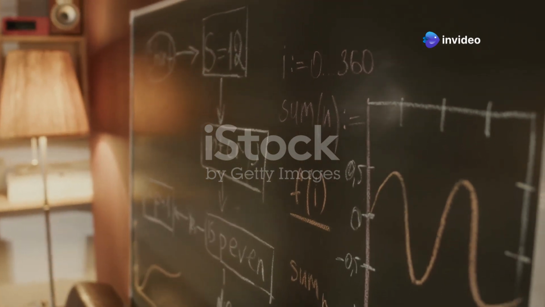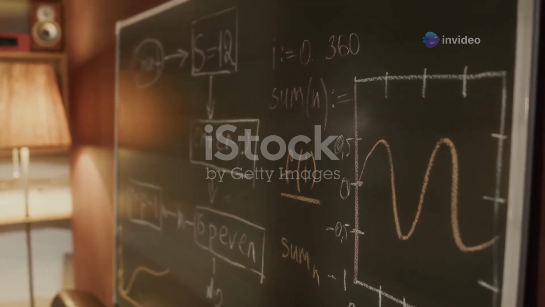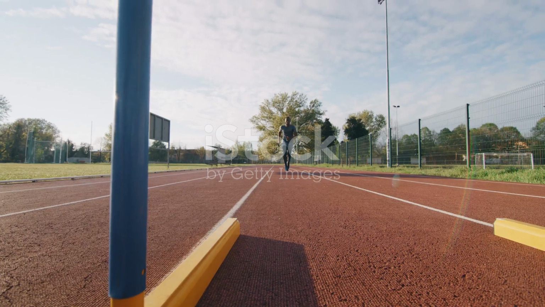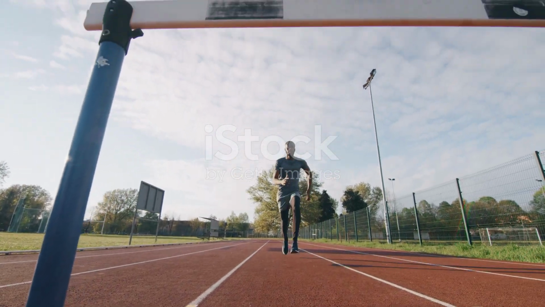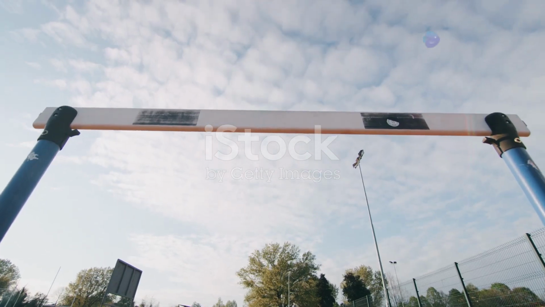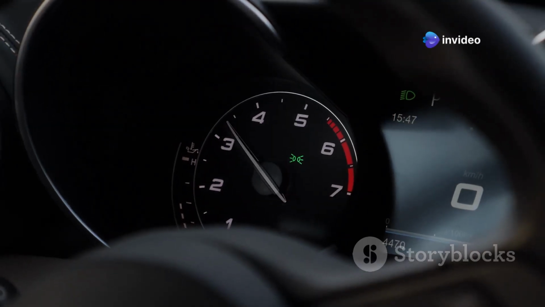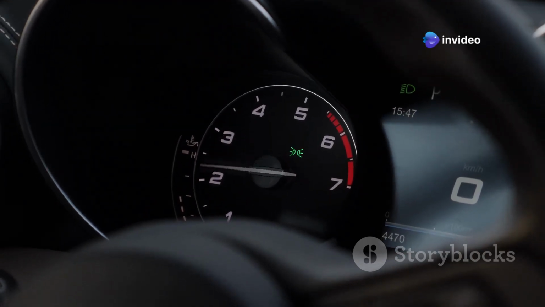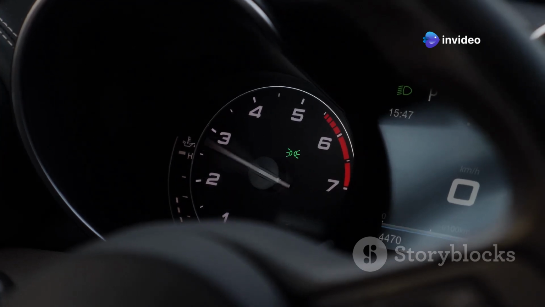Section 5. Equations of motion, unveiling the secrets of uniform acceleration. In the realm of kinematics, understanding motion with uniform acceleration is fundamental. Uniform acceleration refers to motion where the object's velocity changes by the same amount over equal time intervals.